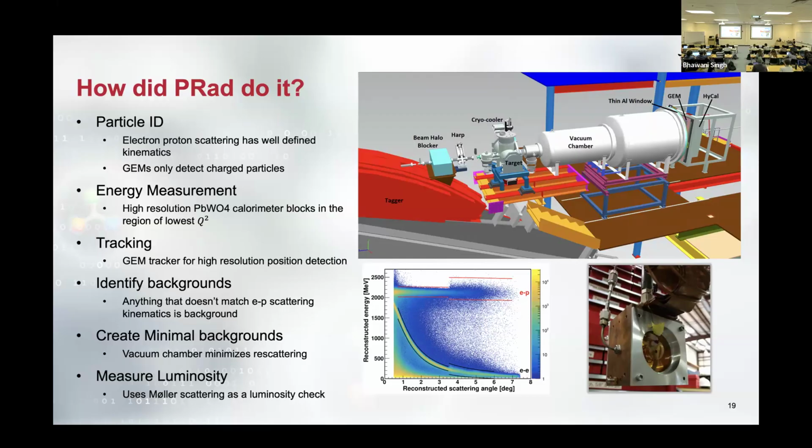Identifying backgrounds, we do that with, as I said before, the kinematics are very well defined. So we require that the energy and angle match what we would expect for elastic scattering. Minimizing backgrounds, this one is an interesting thing.